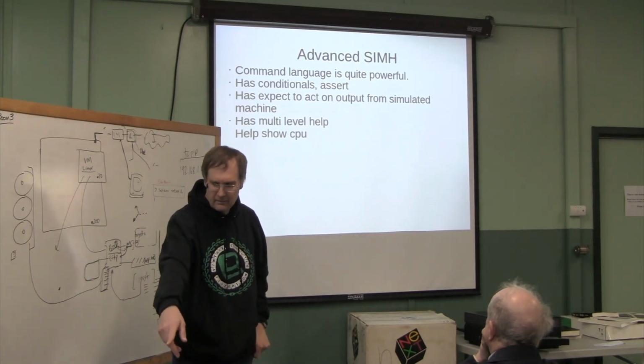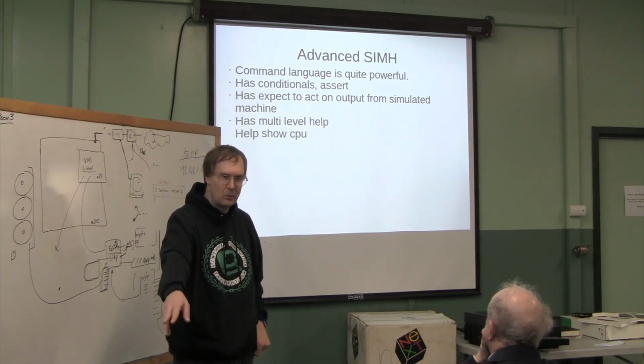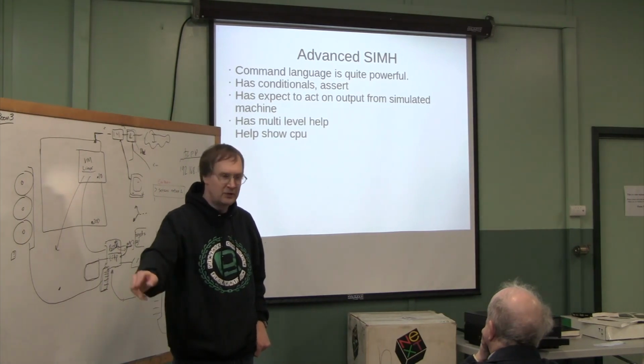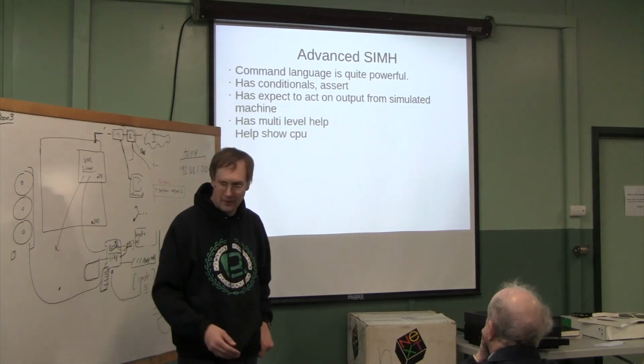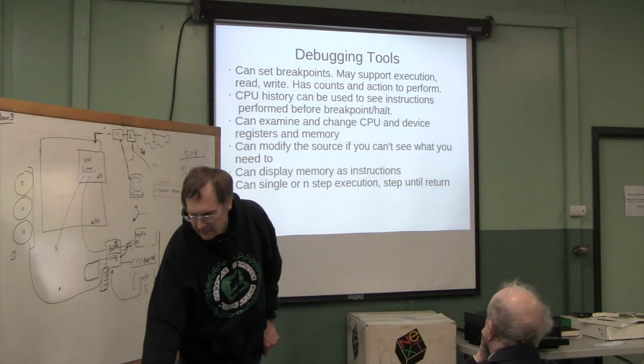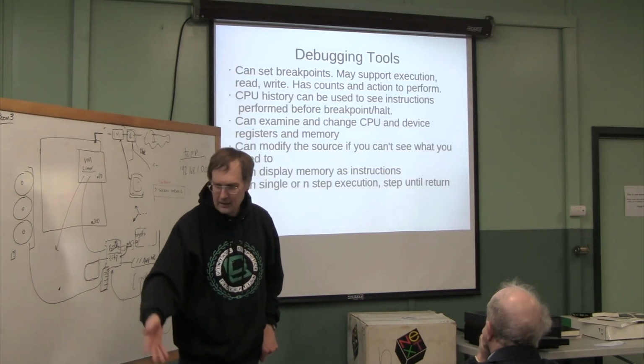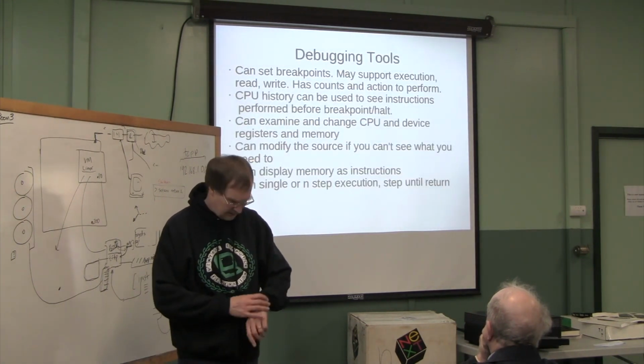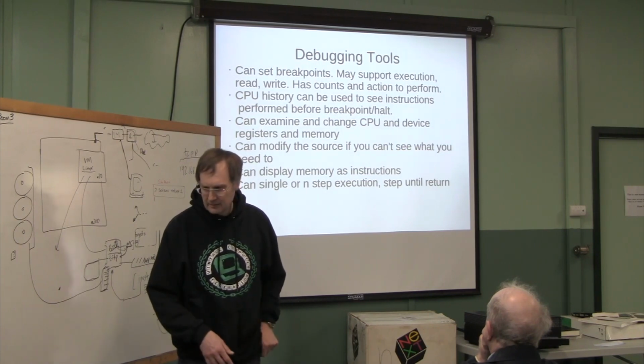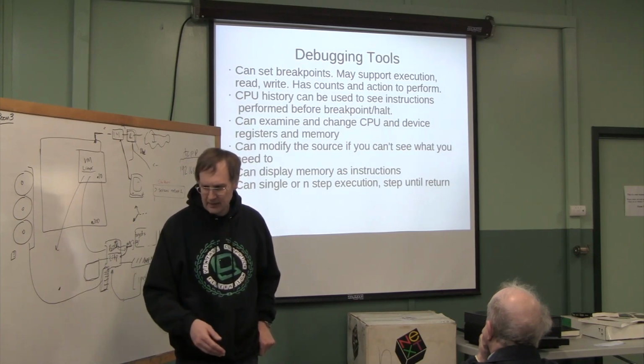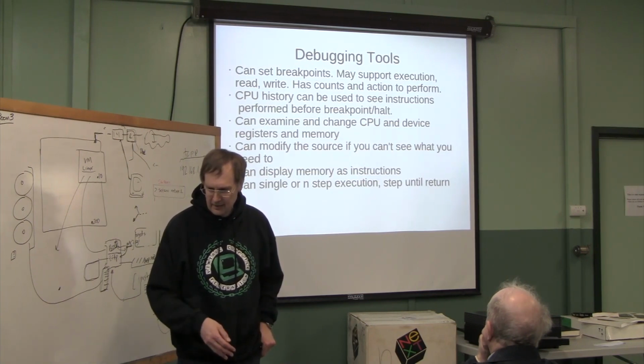So help show would give you one set of things, and help show CPU would give you a different set of output. And it has debugging tools, so you can set breakpoints, the CPU history, and examine and change the CPU and device registers and memory.